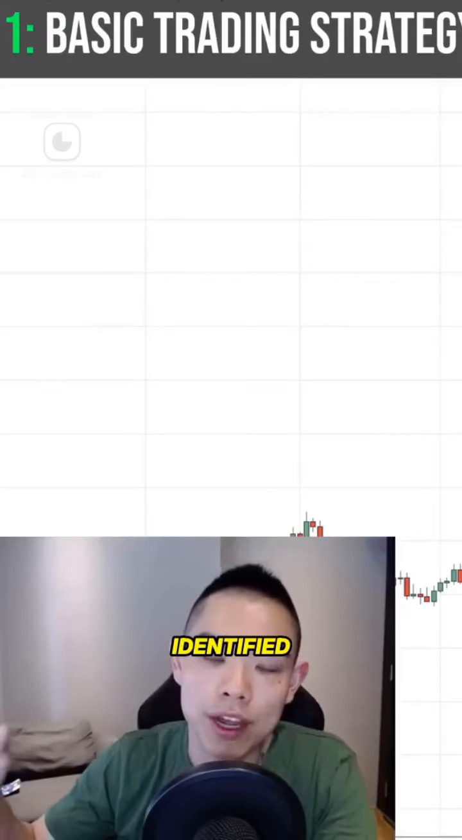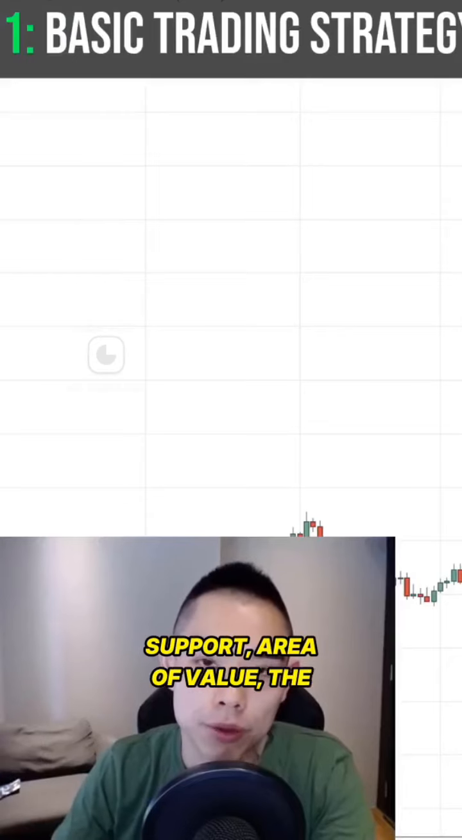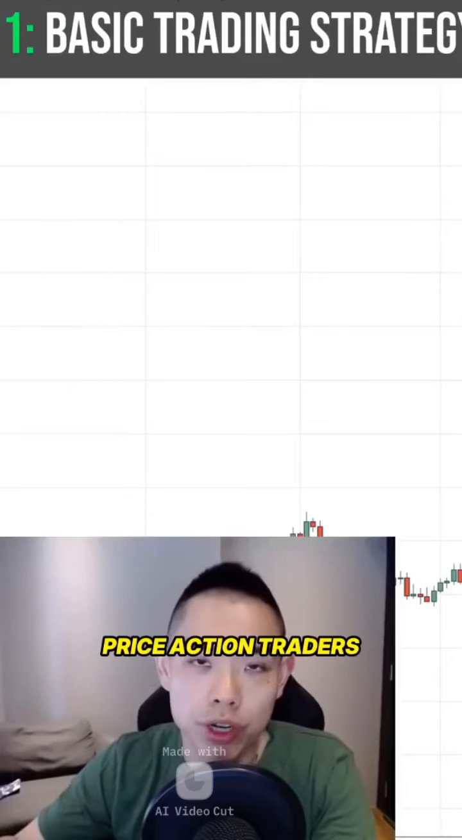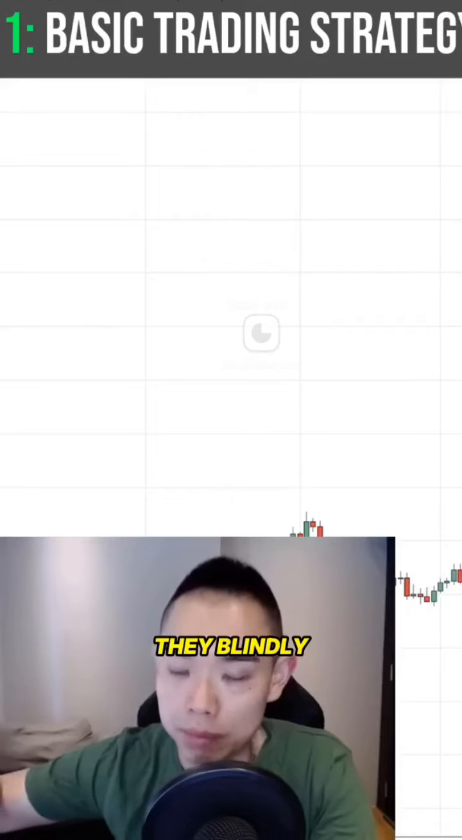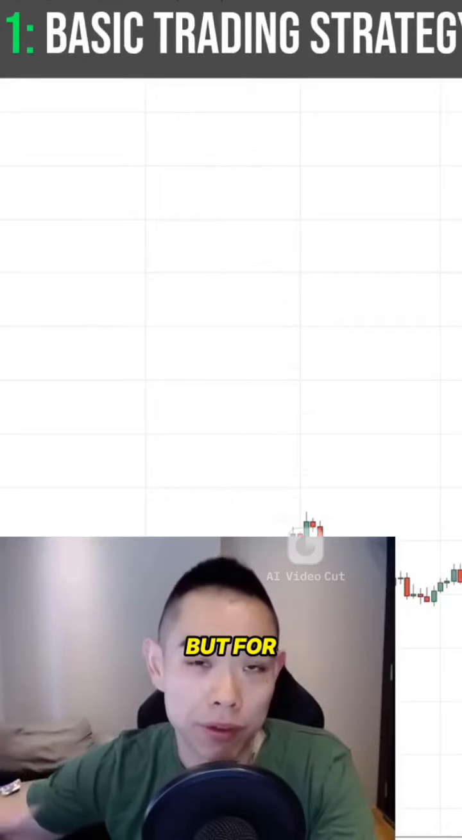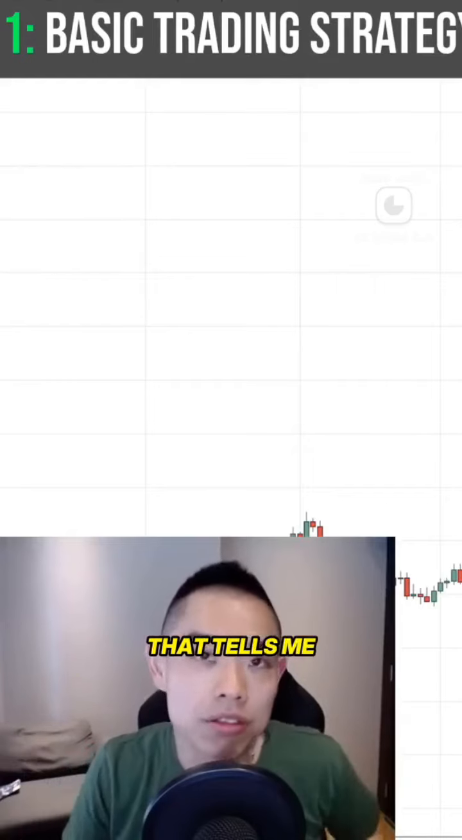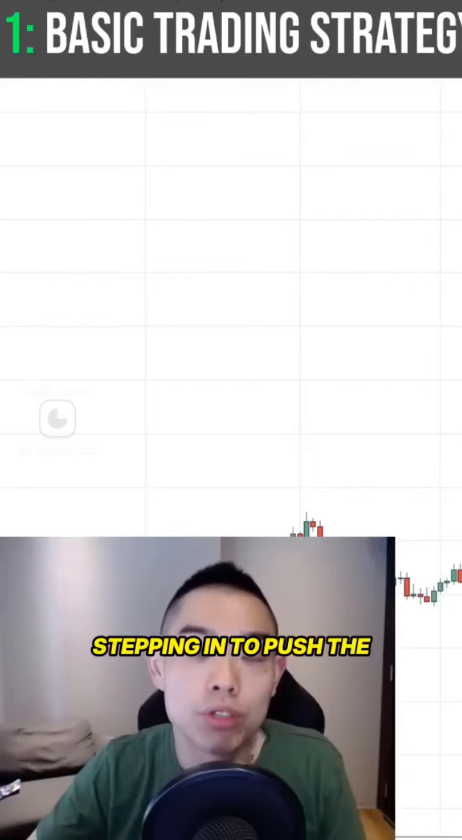So now that we have identified our area of support, area of value, the next question is, when exactly do we enter the trade? There are professional price action traders who just have limit orders. They blindly just enter from the area of value. But for me personally, I prefer to wait for an entry trigger, a confirmation that tells me that, hey, the buyers are stepping in to push the price higher.